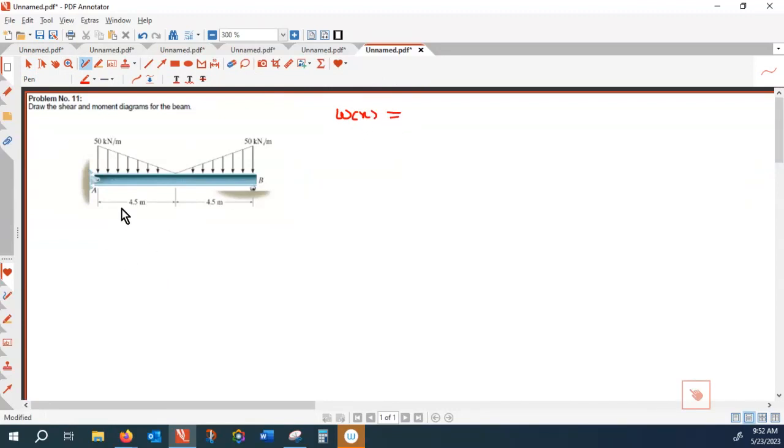First of all, how many zones are here? Zones of loading. 2. One between A and C, one between C and B, zone of loading. X between 0 to 4.5, X between XA and XC. All right. Anyone can help me writing W of X? How do I write it?